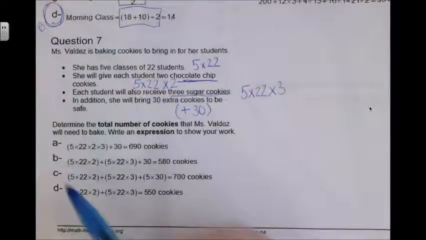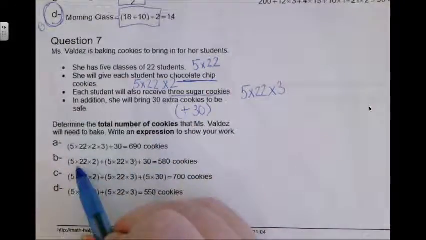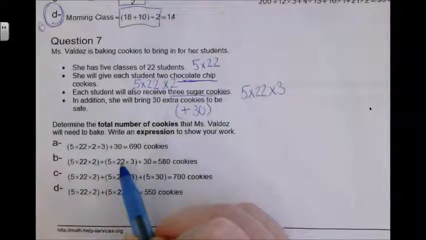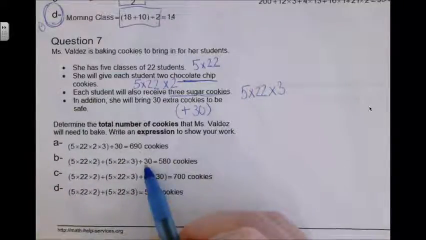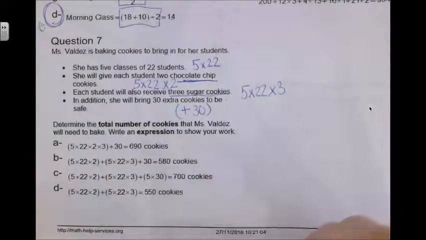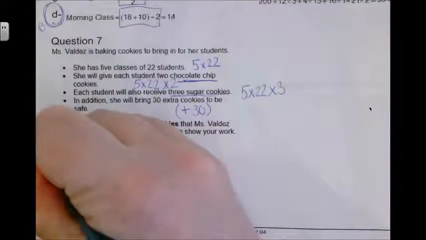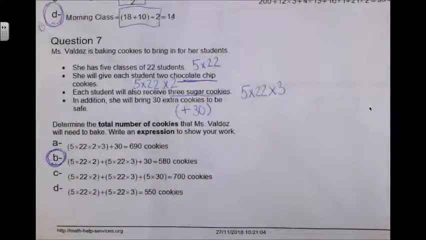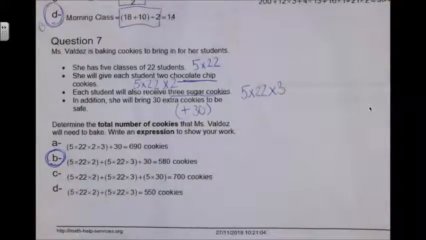This was our chocolate chip, this was our sugar cookies, and this was our 30 extra cookies. And that comes out to 580 cookies, but that was the only right calculation, so that's our right answer. You could do the calculations on the side if you want to make sure that it comes out to the correct answer, but it was the only one that had the right formula. So that's the chain of operations for figuring out how many cookies that she's bringing to school.